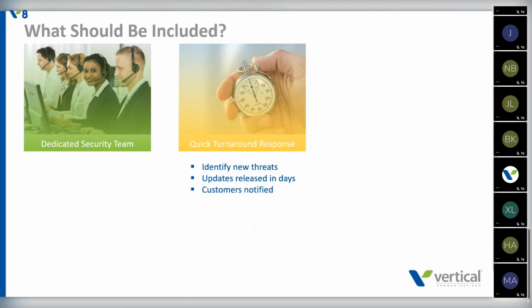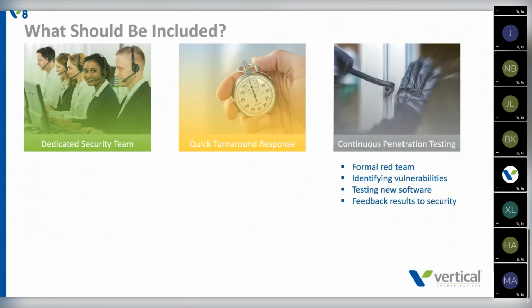They've got to work closely with engineering to deliver updates and patches in a matter of days if it's a critical threat, not months or years. And customers need to be notified. That's part of that visibility piece of issues. This should be ongoing. They also need to have continuous penetration testing going on. They need to have a formal red team. Hopefully they have both an internal team and external contractors so they get the best of both worlds.